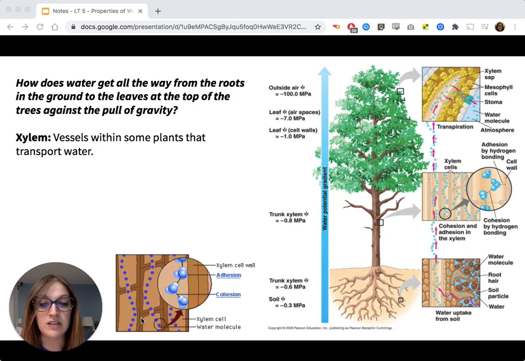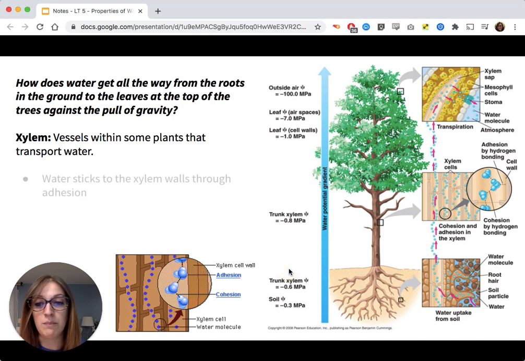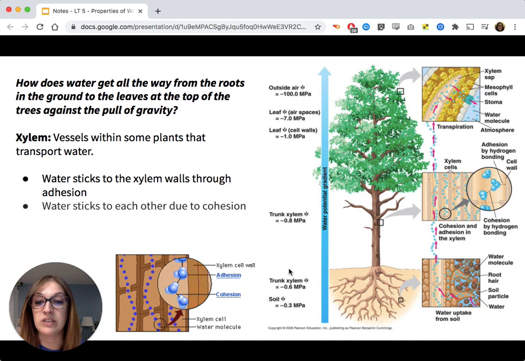There are essentially these cells that are kind of like highways or tubes, and they allow water molecules to enter through the roots and travel all the way up through the trunk of the tree, all the way to the top. And it's because of these properties of water that allow that to happen. For example, water will stick to the xylem walls through the property of adhesion. Water will stick to each other due to cohesion.